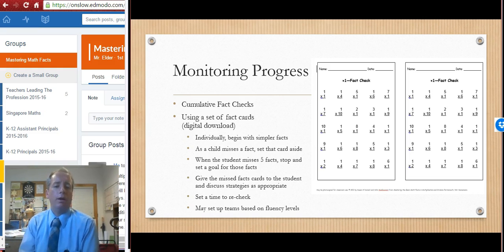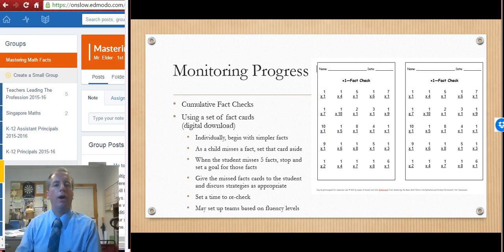So let's talk about what's one way to do that in terms of formative assessment or in terms of benchmarking with kids. You would want to start with the simpler facts, right? As a child misses a fact, then you set that card aside. So I've asked these 3, I've got my pile that I want to ask this student based on where they are. I'm going through them with the student. Oh, missed this one, I'm going to set it over. Do a couple more, misses another one.